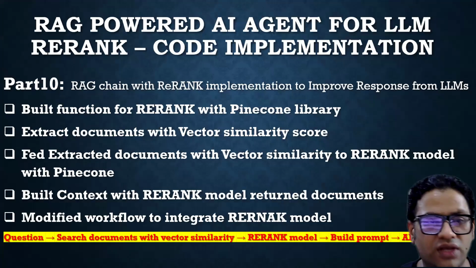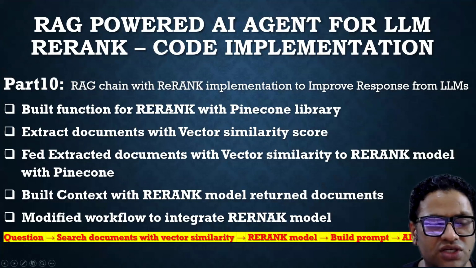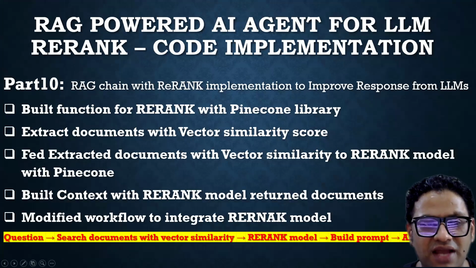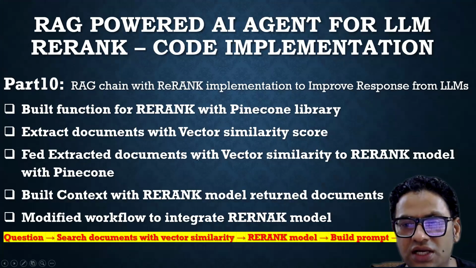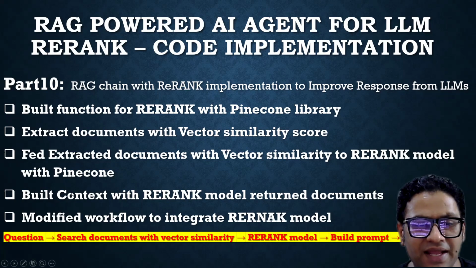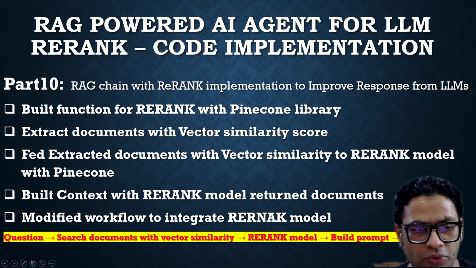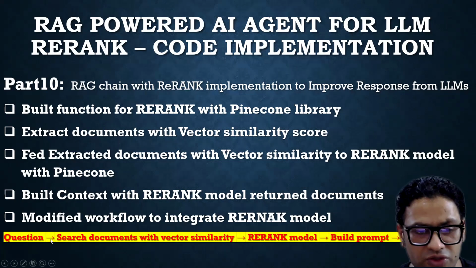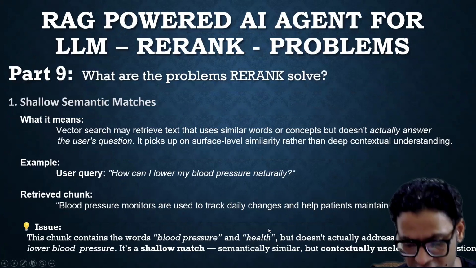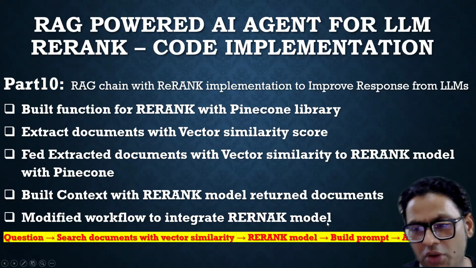Okay, so let's quickly go through. We have built a function expecting a document in the vector similarity, and that extracted document is fed to the re-rank model, building a context again with the re-rank model output, and then modifying the workflow. So now the workflow is modified: first we check with the question, search the document with vector similarity, the output of that goes into the re-rank model, and then build prompt and AI answer.